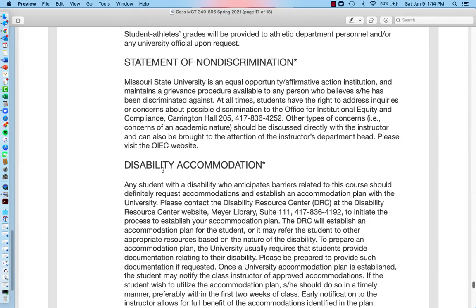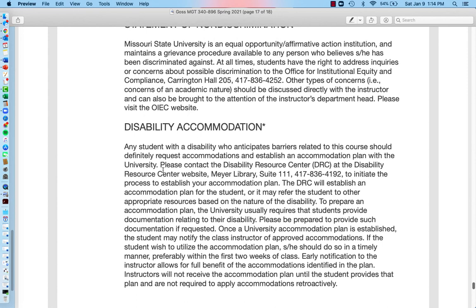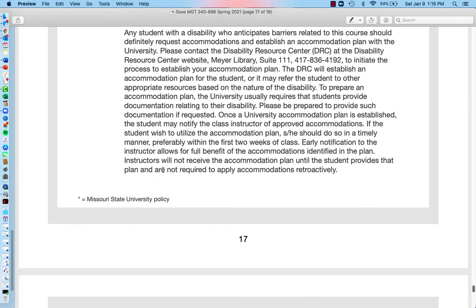The statement of non-discrimination is also on page 17, as is the disability accommodation. Let me say a word about that. For the most part, the online class kind of takes care of itself, and I give you plenty of time to do what you need to do. But if there is another issue that you encounter that prohibits you from successfully completing this course based on a disability, please contact the DRC. You see their contact information in this paragraph, and they can help me help you better. Don't just approach me about it. Approach them first and work through them to help me help you.